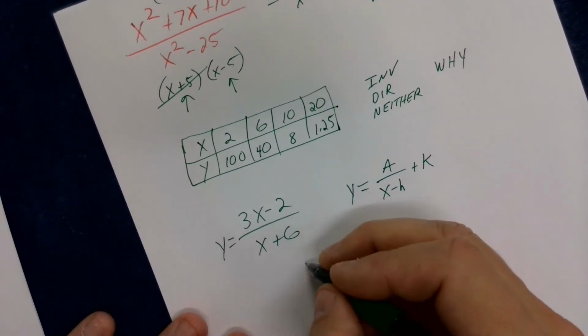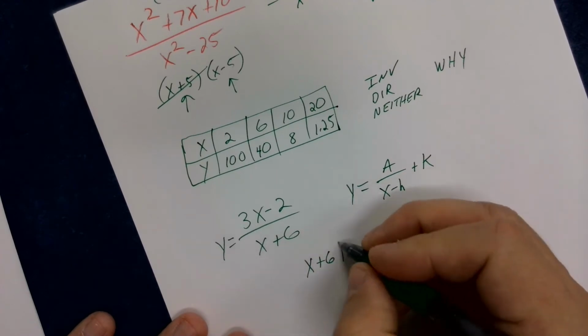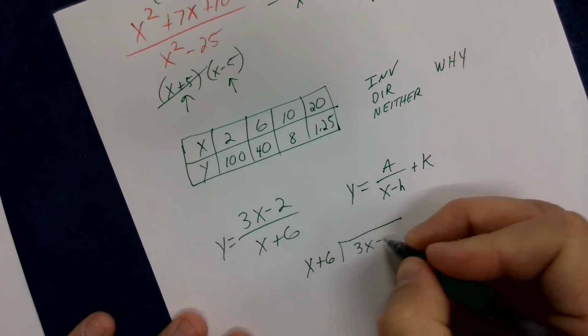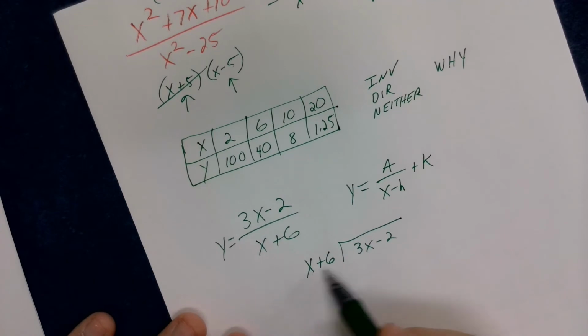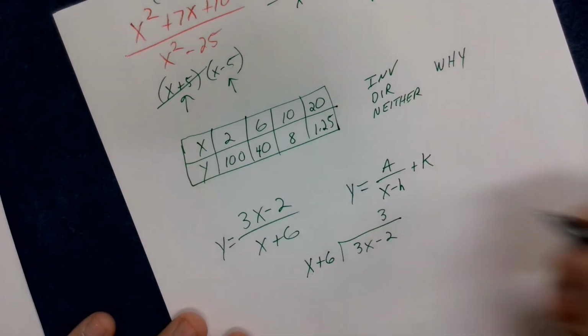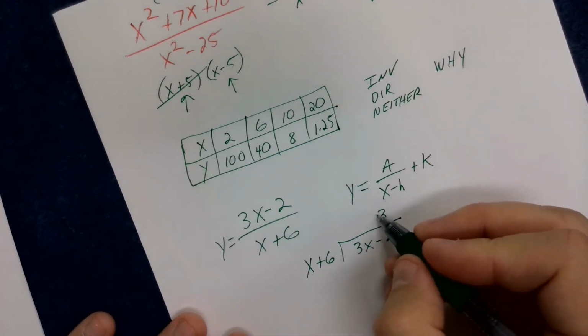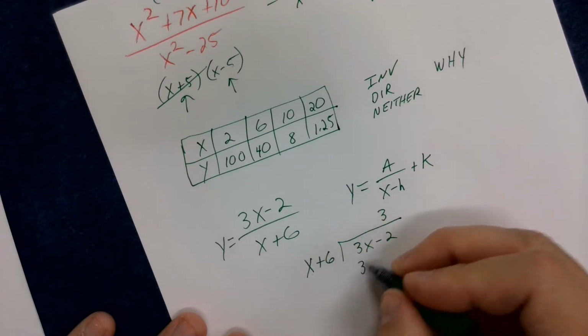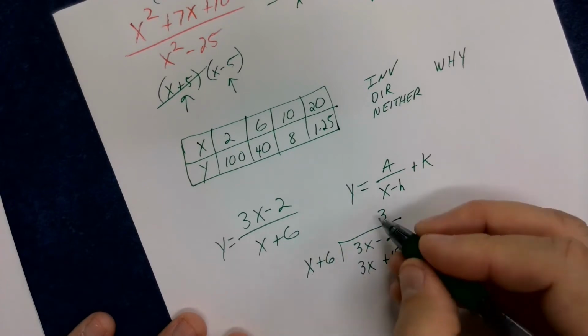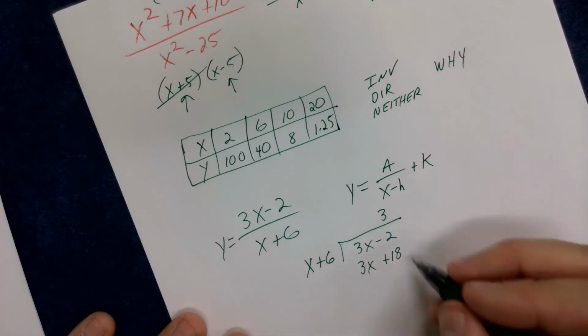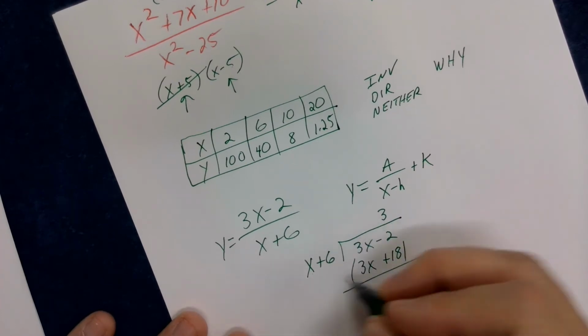And that takes polynomial long division, so you're going to do x plus 6 into 3x minus 2. I'll say how many times does x go into 3x, and you'll say 3, and we'll write that right there. And then we'll multiply the 3 times this, and we get 3x plus 18. 3 times the x is there, 3 times the 6 is there. And then we take this whole thing and we subtract it.